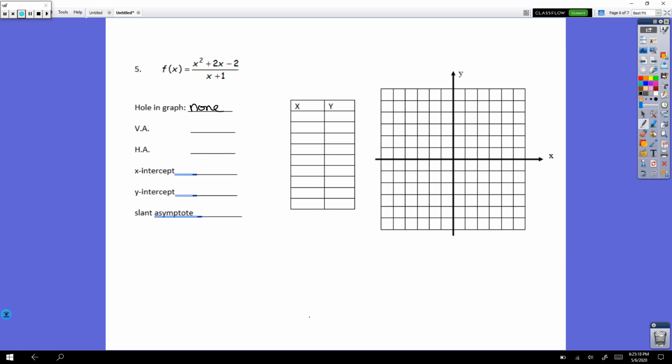Now, vertical asymptotes, we want to set the bottom equal to 0. So x plus 1 equal to 0 gives me the vertical asymptote x equals -1. So let's go ahead and plot that in here. -1, be right there.